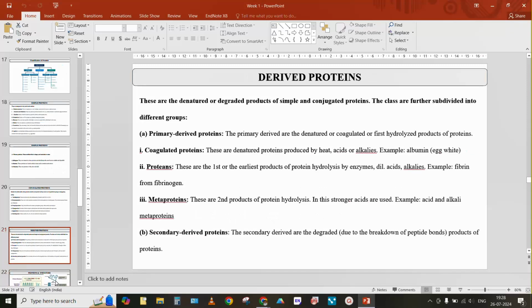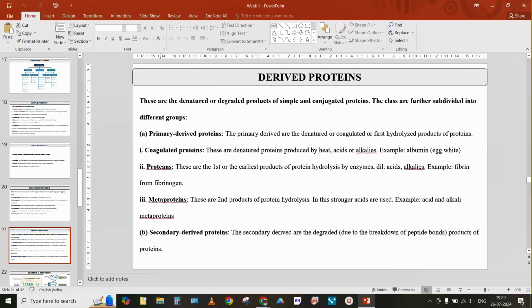Now we'll cover the derived proteins. Derived proteins are the denatured or degraded products of simple and conjugated proteins. The classes are further subdivided into different groups: primary derived proteins and secondary derived proteins. In primary derived proteins, first there are coagulated proteins. These are denatured proteins produced by heat, acids, or alkalis. An example is albumin in egg white.